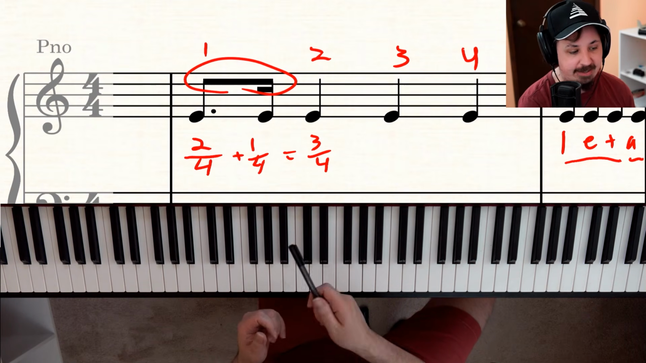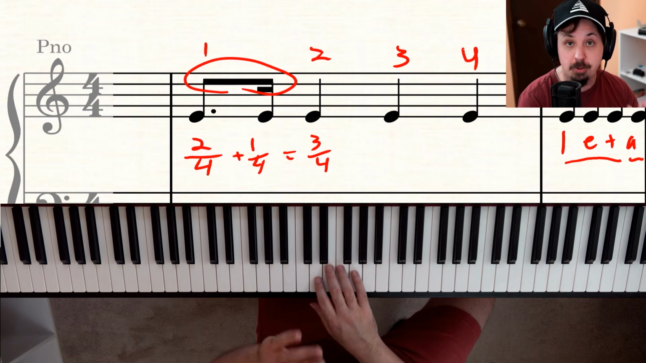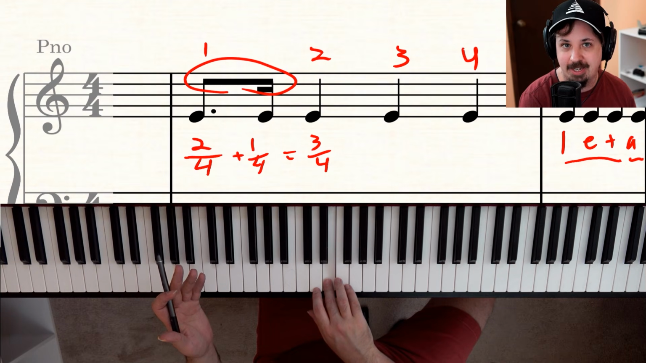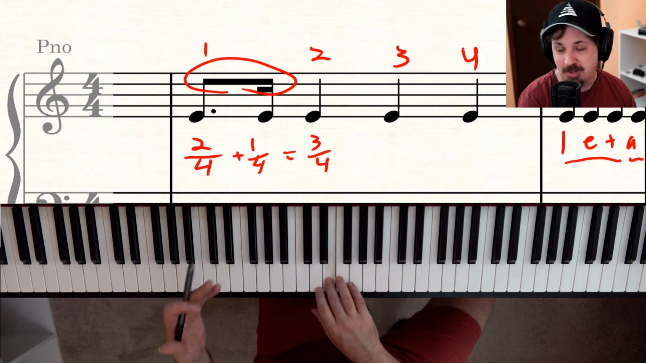Now you may be asking, why do we do that? Well, it's to maintain consistency in the counting. It's going to help you count a lot more accurately than if you do this: 1 E and 2, 3, 4. See, that wasn't very accurate. It would be a lot more accurate if I did this: 1 E and 2 E and 3 E and 4 E and.